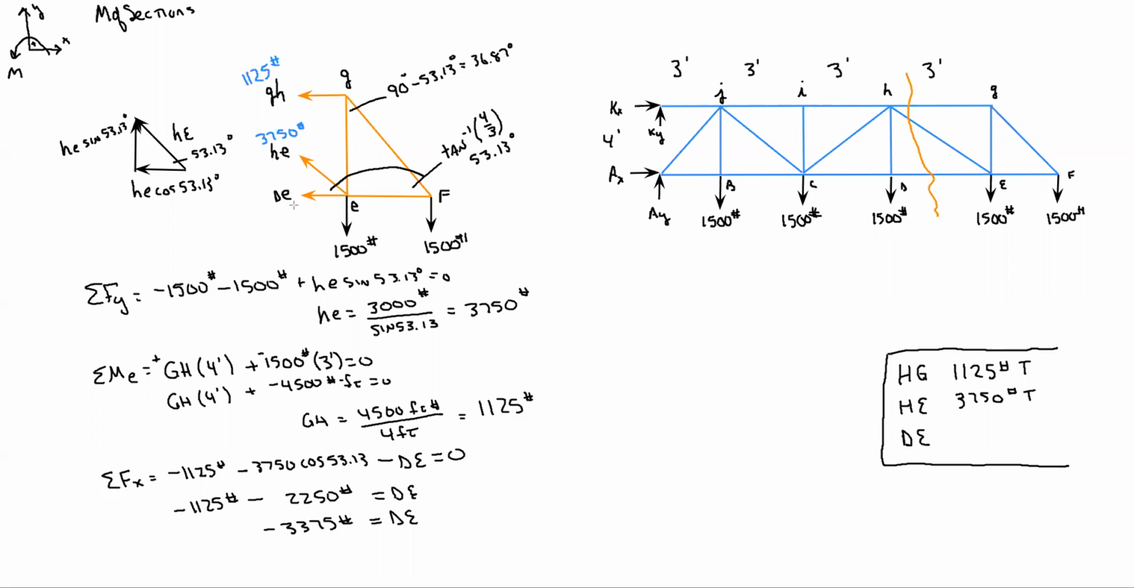Go up here in our red marker, which is what I've been using to indicate that. 3,375 pounds compression. The reaction is going into the pin, which would be an indication that the member is in compression.